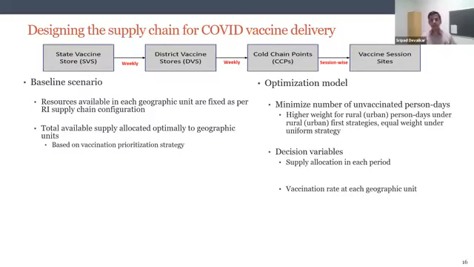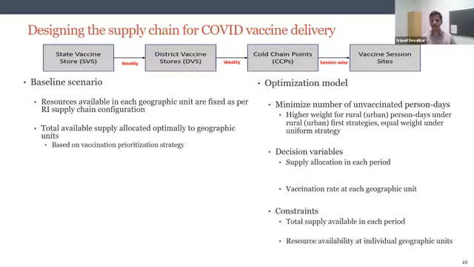The decision variables we considered in the optimization model were, as I said, the supply allocation in each period to each geographic unit and the vaccination rate, because the vaccination rate would then determine how much of the available resources would be used. And the constraints obviously were the total supply available in each period across the entire state and the resources available at individual geographic units.